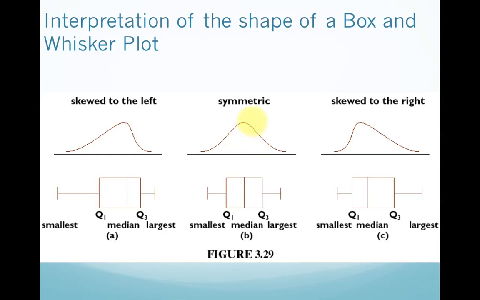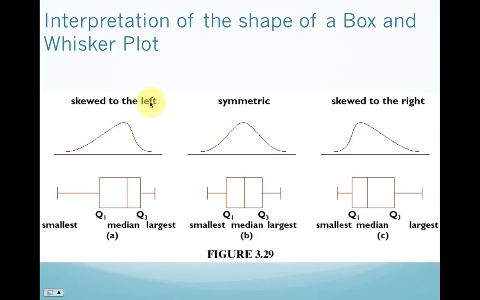If we look at three images, starting in the center with a symmetric distribution, we looked at symmetrical bell-shaped distributions, and the bell is perfectly symmetrical on the left and the right. It would produce a box and whisker plot where the median goes right down the center of the box, and the whisker on the right is the same length as the whisker on the left.